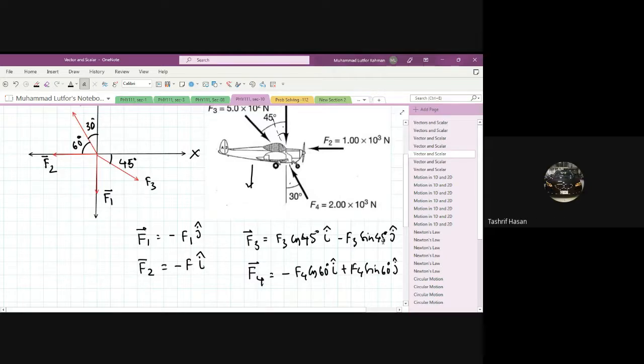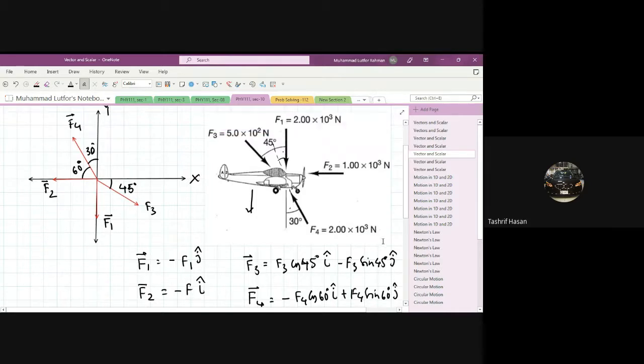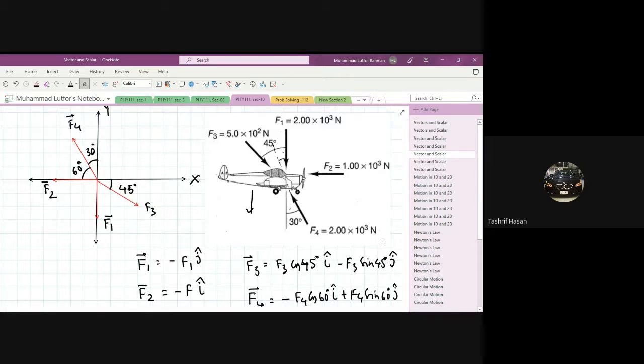Sir, I have a question, sir. Sure. Sir, on F3, we're writing F3 cos 45 i hat minus F3 sin 45 j hat. So we are using the minus sign because of the fourth quadrant, sir. Yes, your y component must be in the downward direction. Okay, sir. I understand. Thank you, sir.